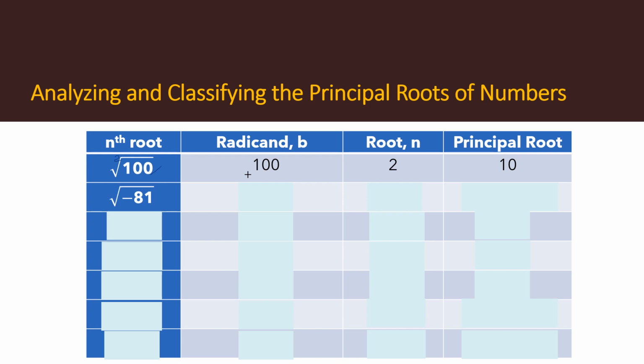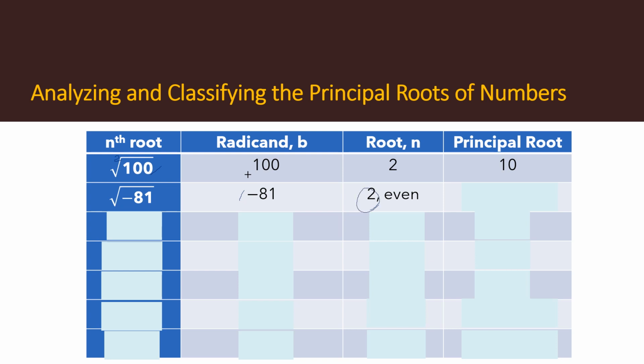Next, we have negative 81. First, let us identify the radicand. Its radicand is negative 81, and it is also asking for the square root. So our root is 2, and it is even. And what did we say a while ago? If it is asking for the square root or the nth root, the given is negative and the root is even.